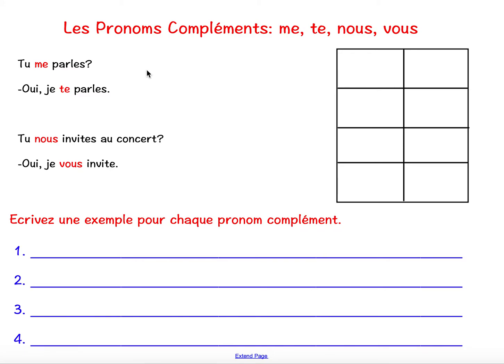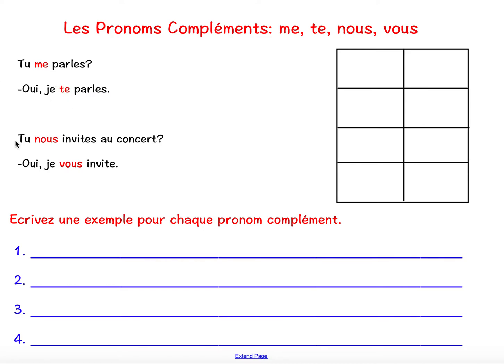Okay, so instead of using à moi at the end or à toi at the end, we're going to use these pronouns, me and te and nous and vous. Okay, these are also called object pronouns. So take a look at this question. Tu me parles? Oui, je te parle. Are you talking to me? Yes, I'm talking to you. And it goes directly before the verb.